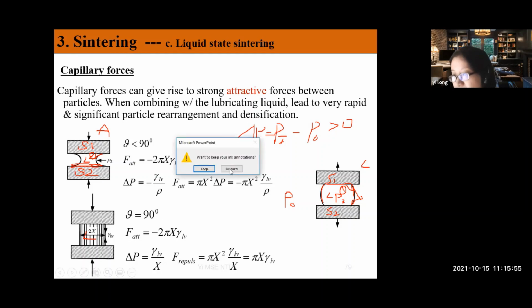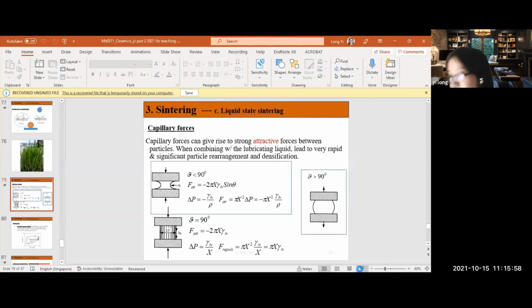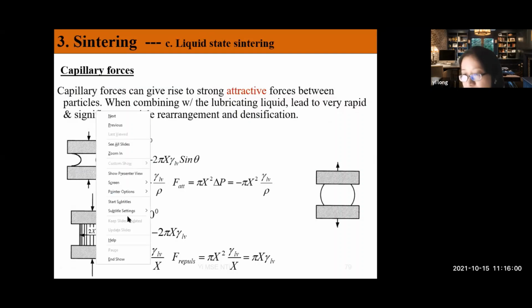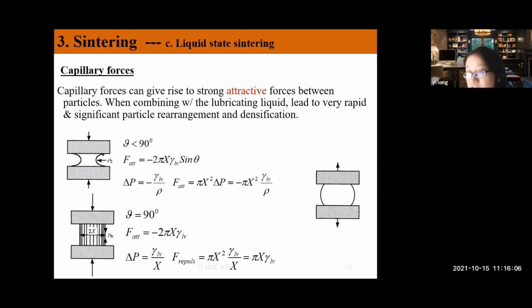So I can get rid of this because it's a bit messy already. So now let's say this wetting case. We just explained the non-wetting case, okay? So in this case, the theta is less than 90 degrees. This is a wetting case. So wetting theta is less than 90, okay? We ignore all these calculations. Don't worry. As I said, you're undergraduate students.